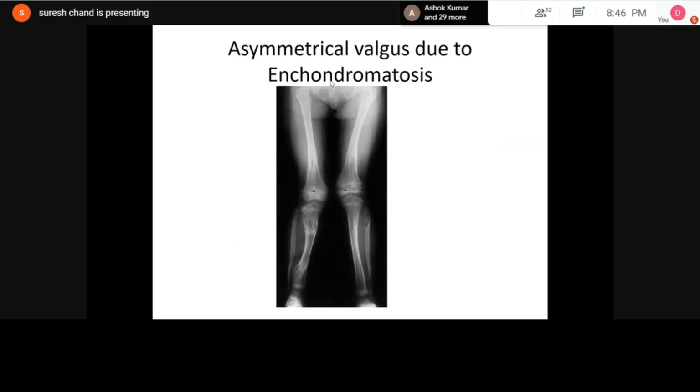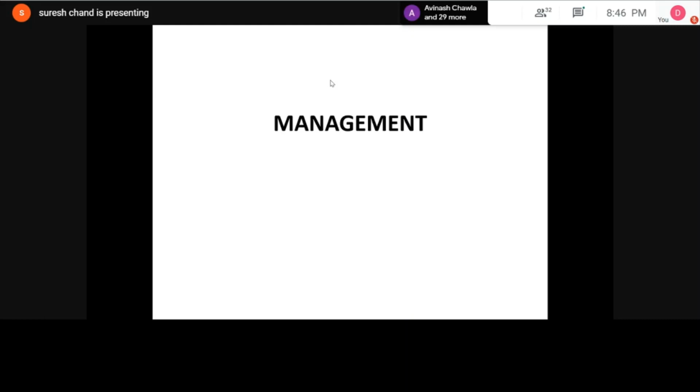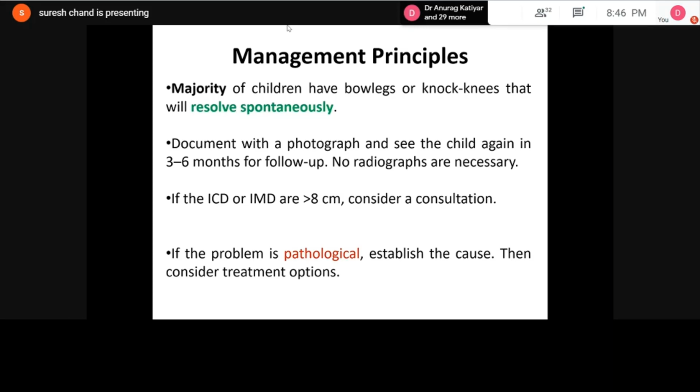There are a few other causes, like any tumor, trauma or infection, that can also cause these pathological limb malalignments. Now comes the management part. The majority of children will resolve spontaneously, because this is the normal pattern from varus to knock knees, then to normal adult valgus. Always document with photographs, or X-rays if they are being taken.